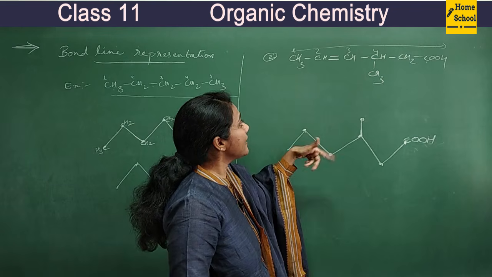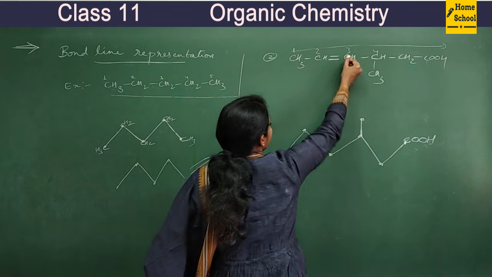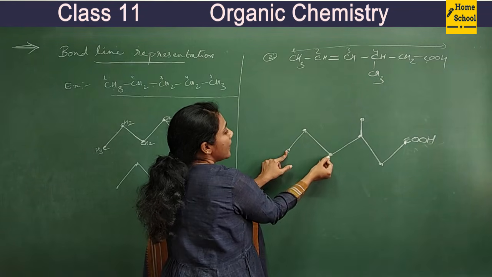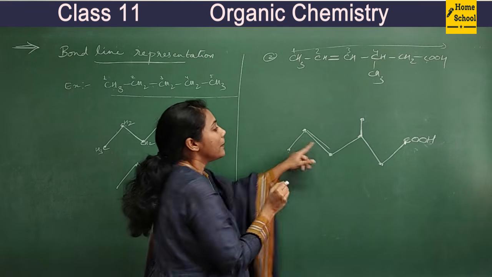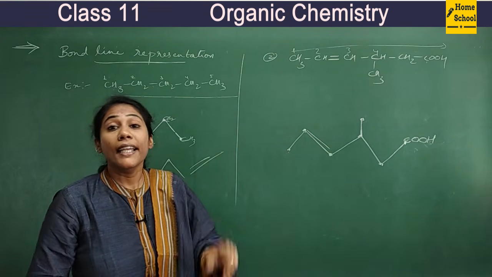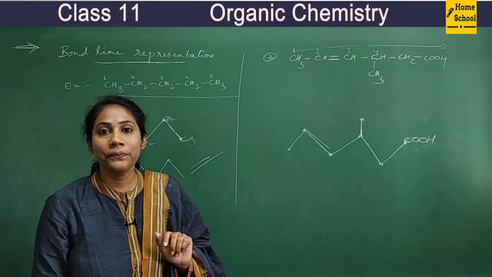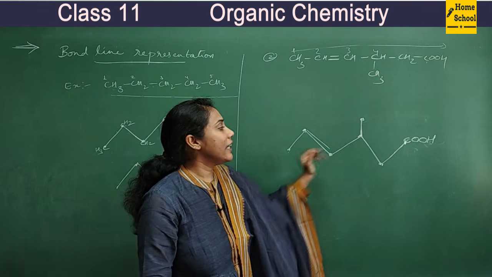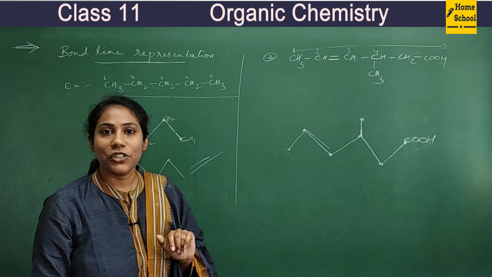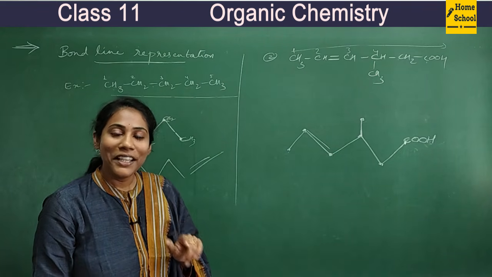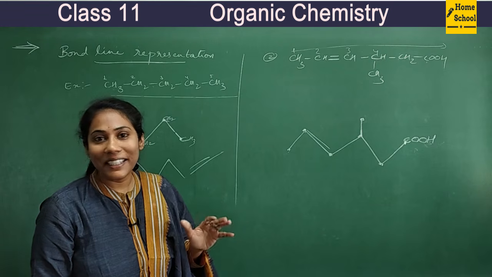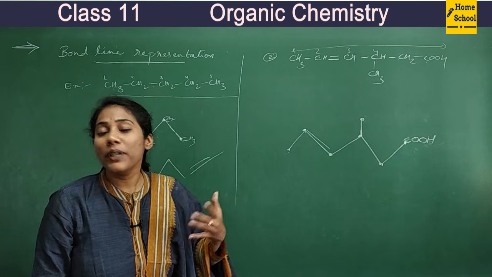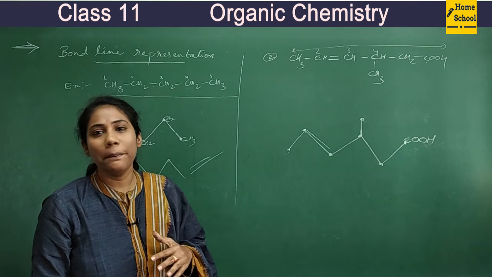And you see there is a double bond between second and third carbon. This is first carbon, second carbon, third carbon. Double bonds or triple bonds you have to mention in bond line representation. So this is how you write it in bond line representation. Hope the concept is getting clear. You have to practice with more and more questions, then you will become perfect.